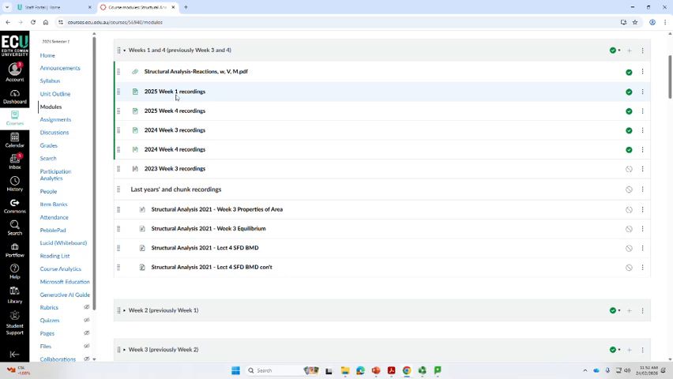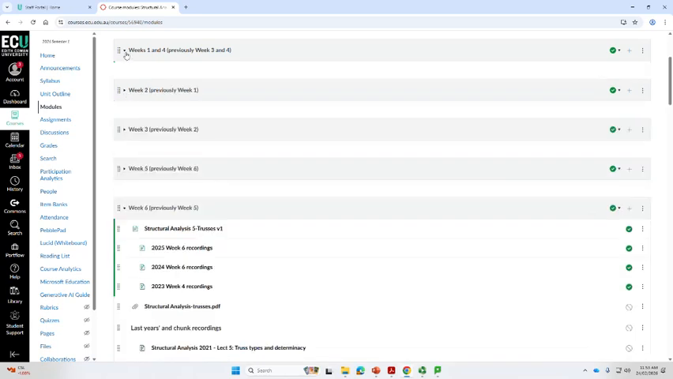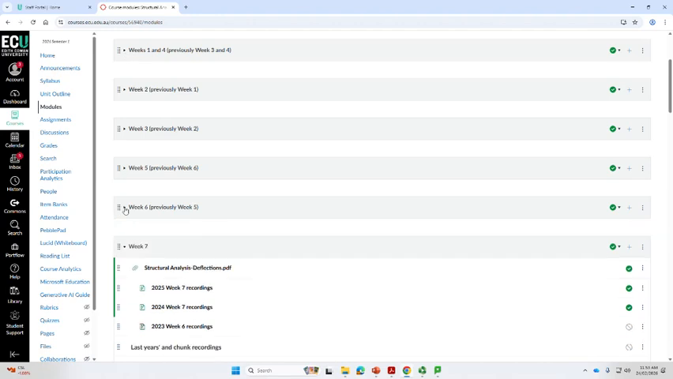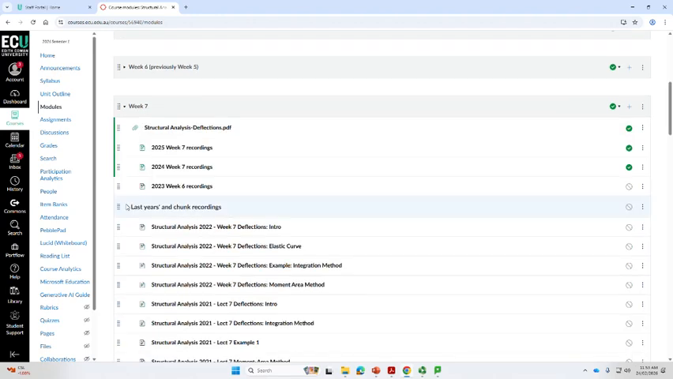I may disable them on a weekly basis. I normally keep them there in case there is something wrong with the recording. There is at least one backup that you can use if you need to. But that's where you have access to lecture notes and recordings, and they're on a weekly basis. So you've got access to everything.